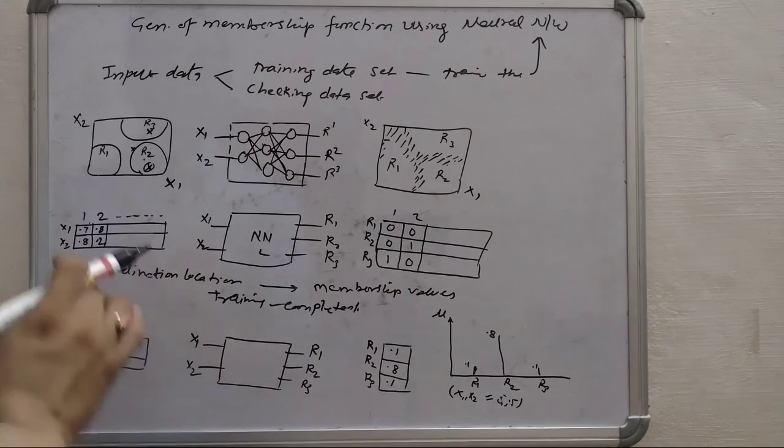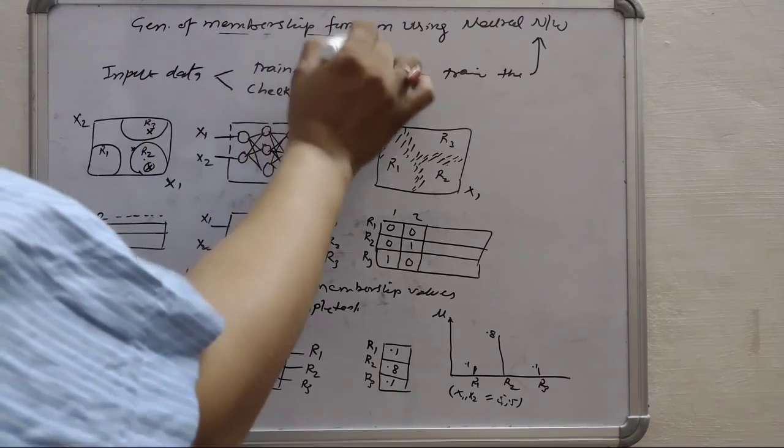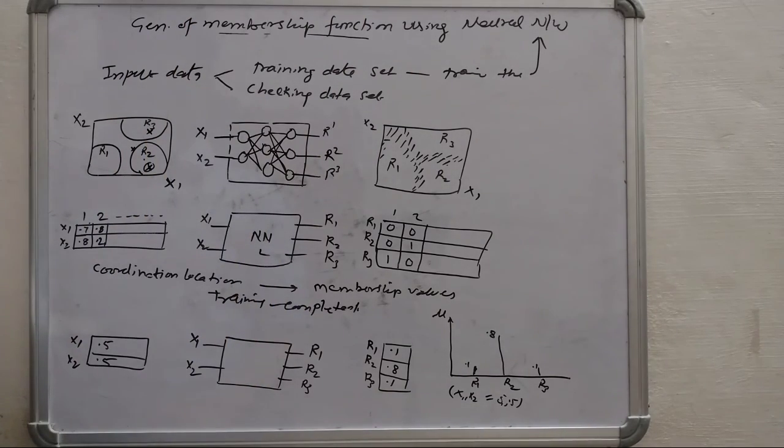In this way we can generate the membership function using neural networks. So this was all about the new method of fuzzification that is based on the neural network.